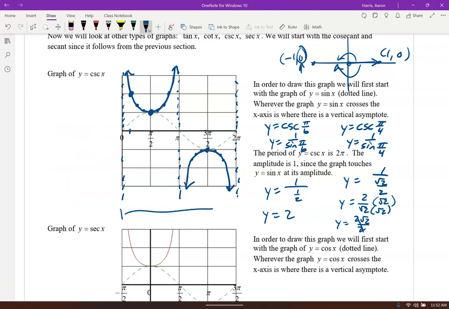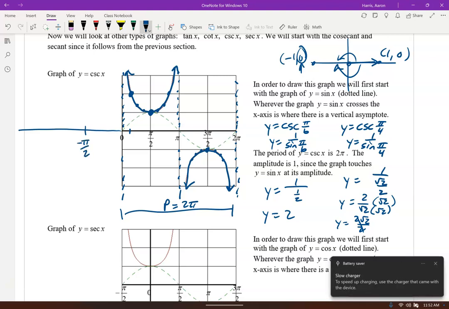And this is showing you one period. So it takes 2 pi to repeat this. So if you were to draw the rest of this graph over here, what you're going to see is the same thing repeated over here. Okay.